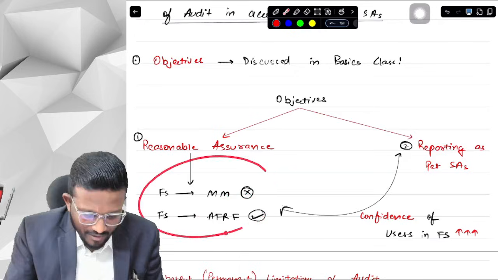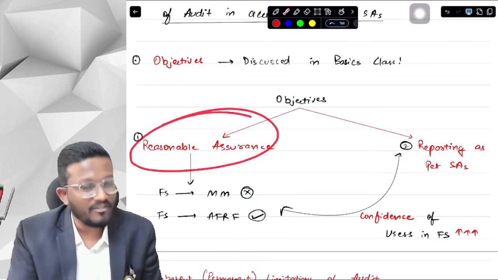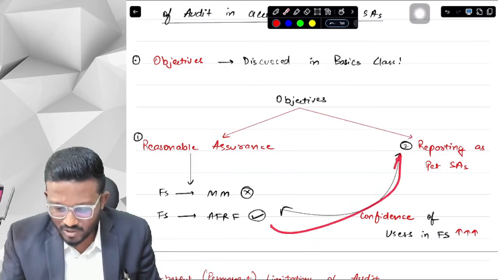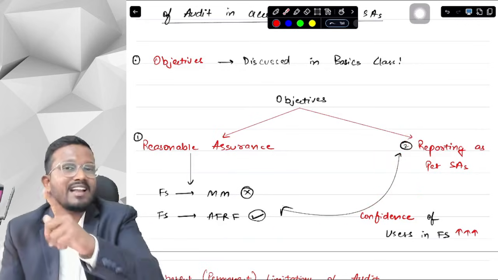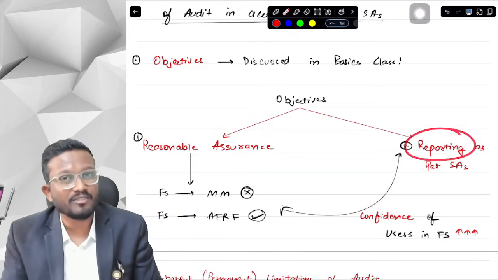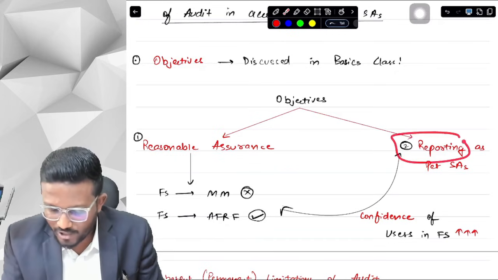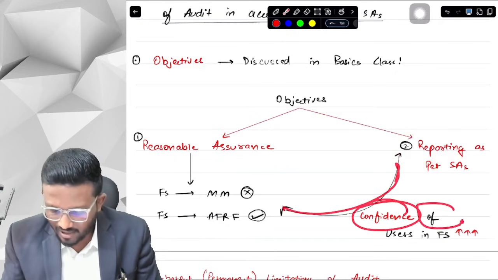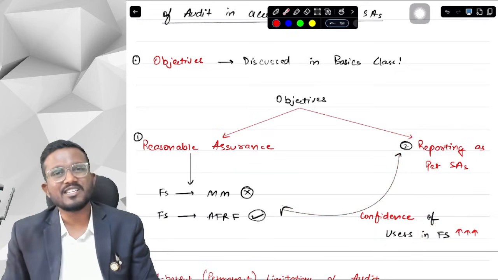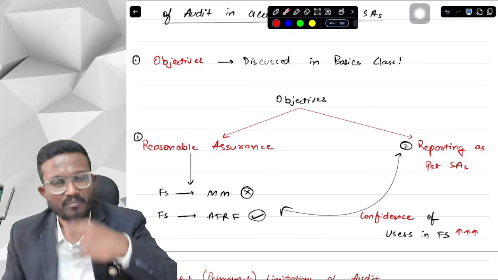And if everything is correct, if we are able to get the reasonable assurance, then the opinion which we are forming, we have to write it and give it to the users of the financial statements based on the audit report, and the reporting should be as per Standards on Auditing. Why are we doing it, sir? So that we can increase the confidence of users in the financial statements. This is the basic objective of me as an auditor.